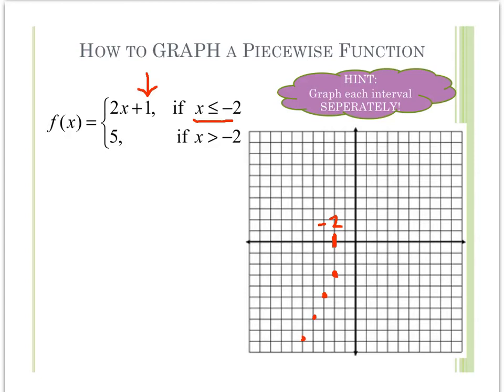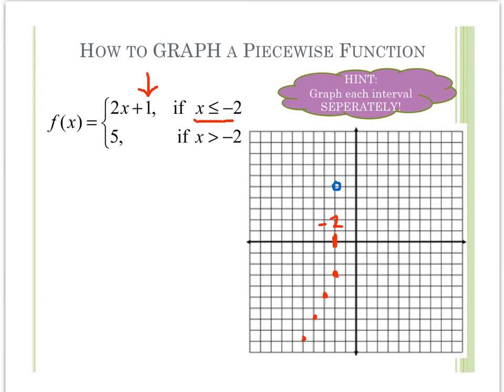Now, for everything bigger than negative 2, I have the value of 5. So I'm going to go over to everything bigger than negative 2, where y equals 5. I'm going to go up 1, 2, 3, 4, 5, and I'm going to have an open dot.